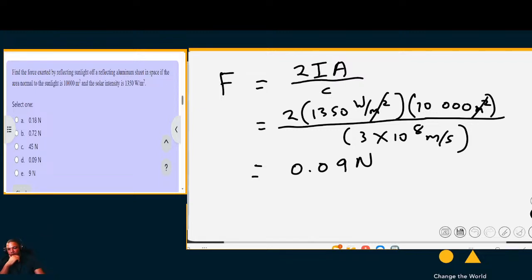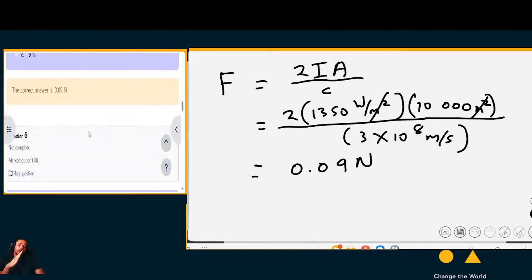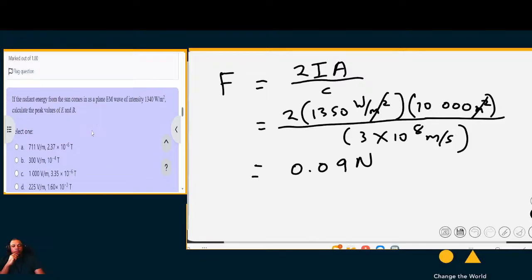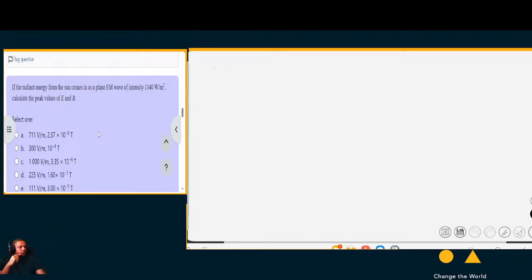Okay, if you want to experience what that force is, 0.09. Let's check if there's a 0.09 there. Got it immediately. So 0.09 newtons of force is imparted from the solar radiation to this aluminium sheet. Okay, now question number 6.